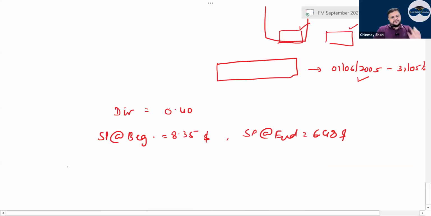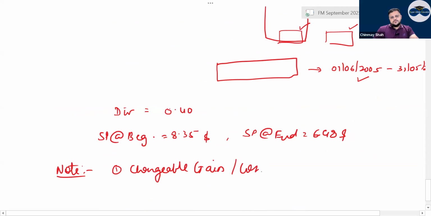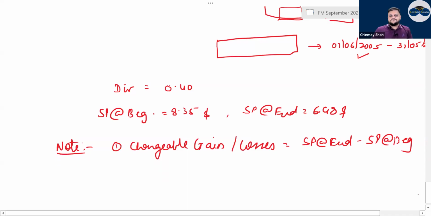तो इधर 2 नोट लिखने हैं अपने को, इसलिए मैंने ये क्वेश्चन लिया, टू राइट अ नोट. 2 notes have to write. Correct. Write down, अगर वो बोले चार्जेबल गेन और लॉसेस इज इक्वल टू, लिखो, शेयर प्राइस एट एंड माइनस शेयर प्राइस एट द बिगिनिंग. Maybe in the question if they use chargeable gain or losses as an amount. Correct. Share price at end minus share price at the beginning.